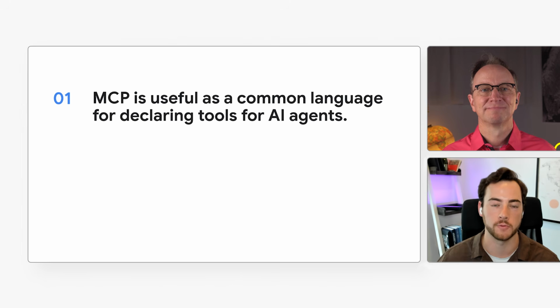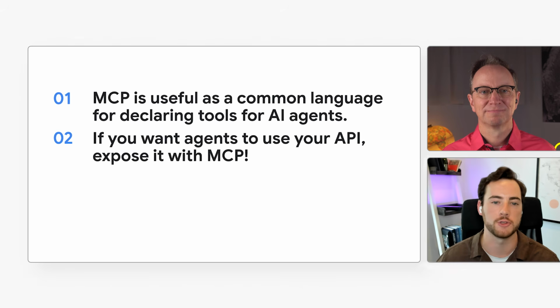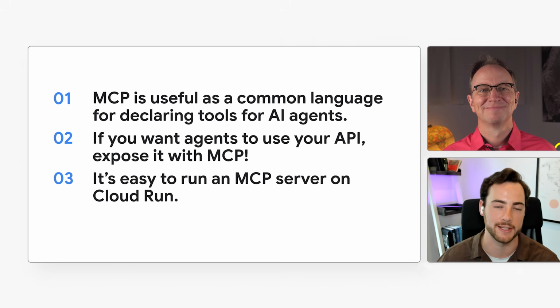Very good. Now, let's recap. What are the main takeaways here, Jack? As I was first learning about MCP and writing my first MCP servers, here's what I learned along the way. 1, MCP is super useful as a common language for declaring tools for our AI agents. 2, if you want agents to use your API, expose it with MCP. And 3, it's super easy to run an MCP server on Cloud Run.